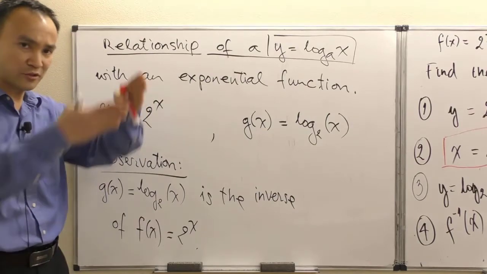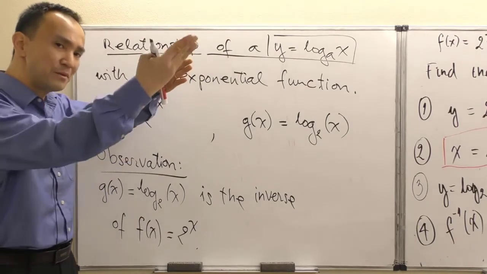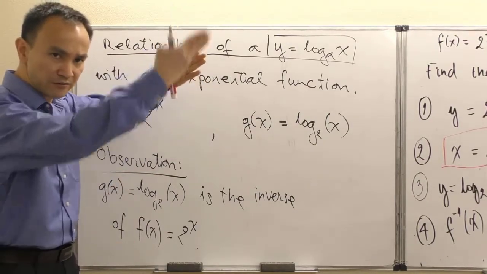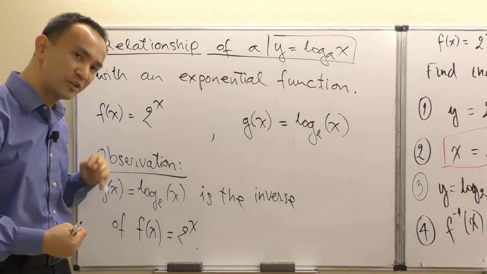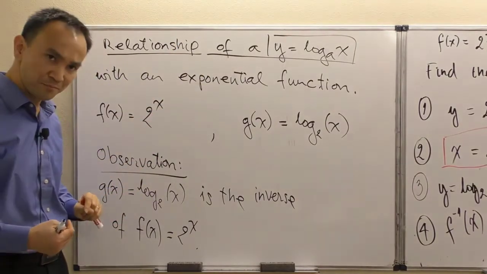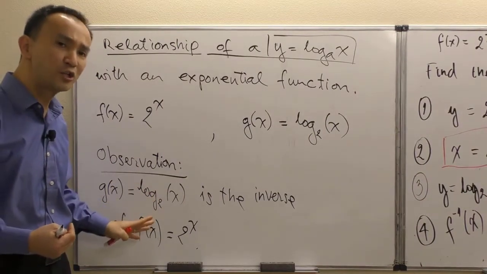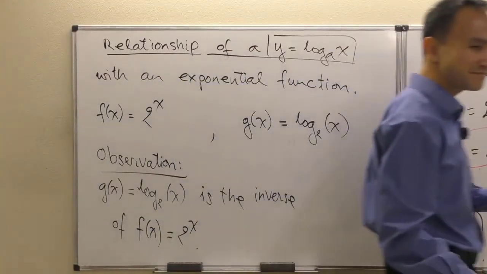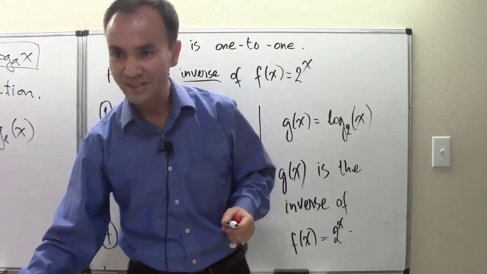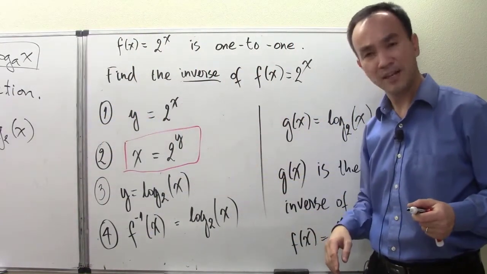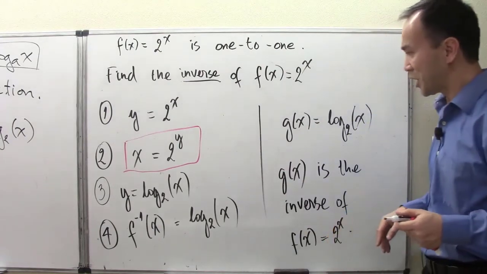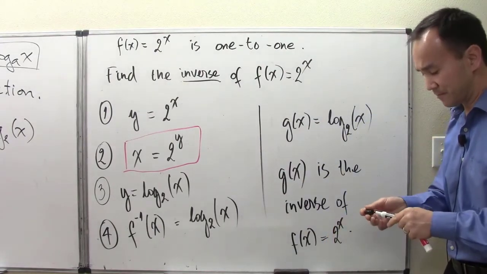Based on the graphs, we noticed that the graph in blue for g of x is the mirror reflection of the graph in red through the 45-degree line. We saw that on the graph. But in case anyone is not too convinced, we came to this formal math work right here. All right, and so that's how I'm seeing it.